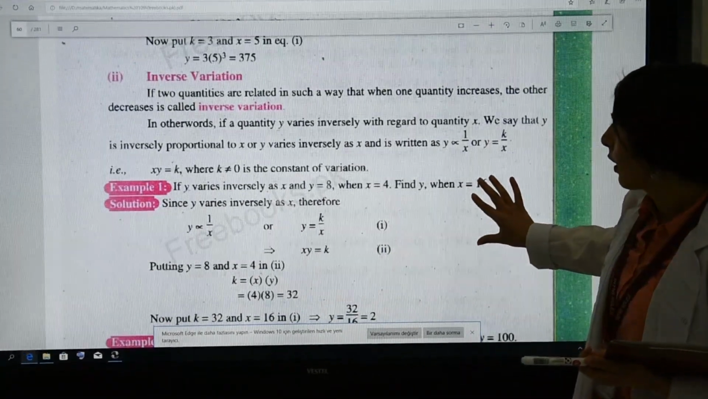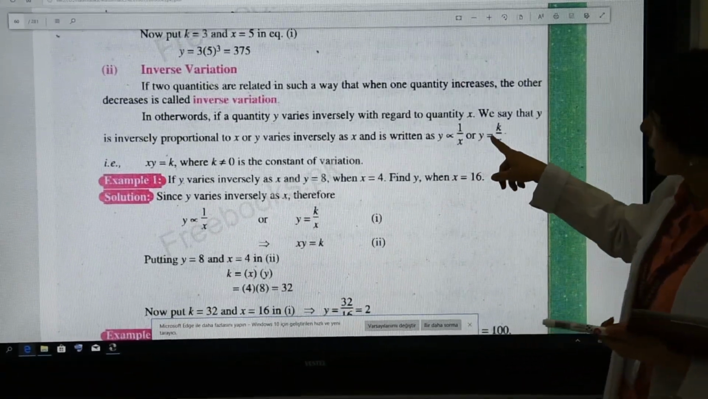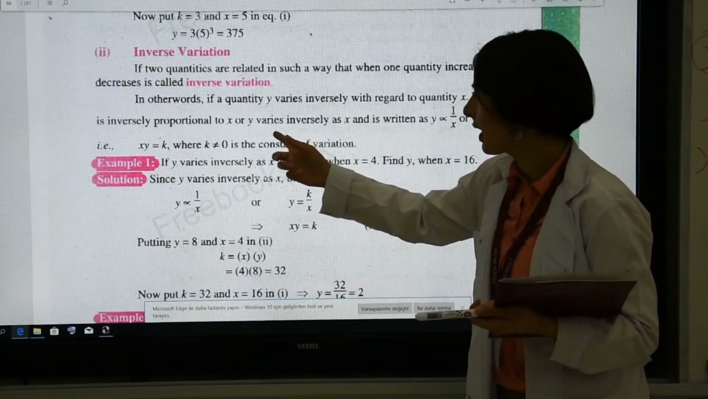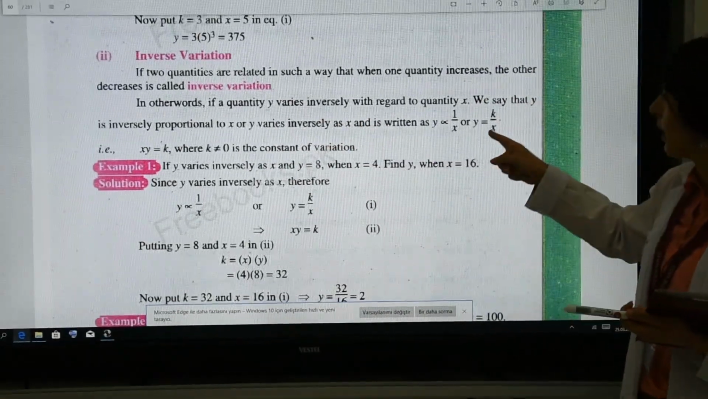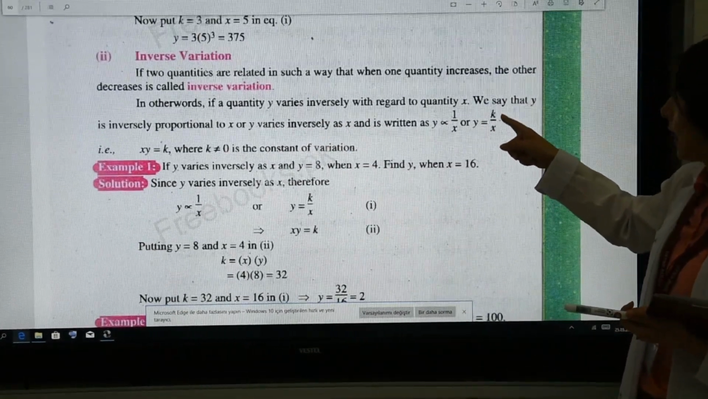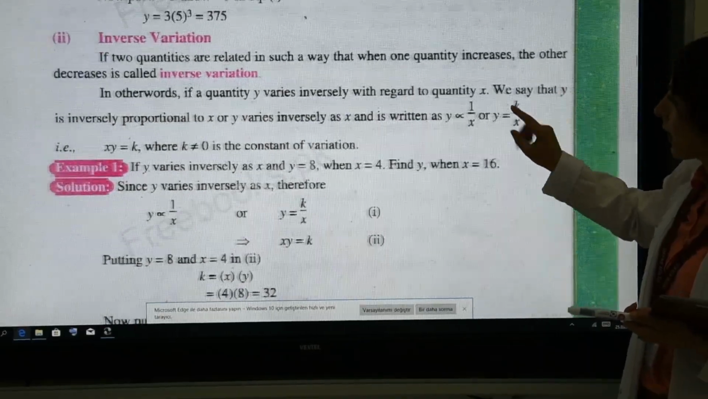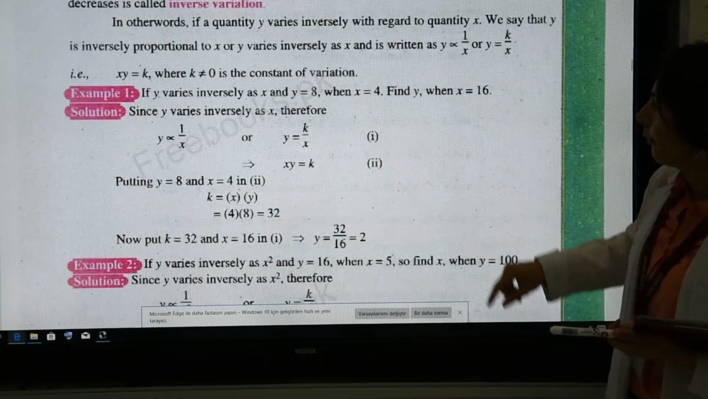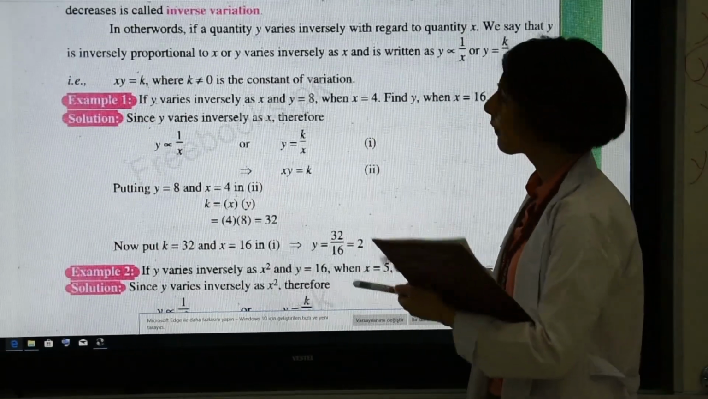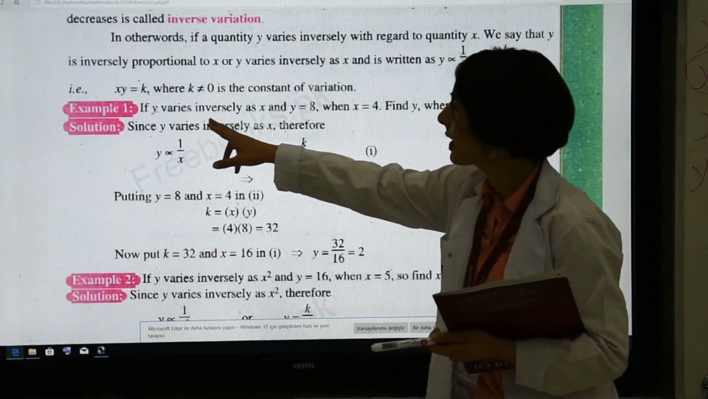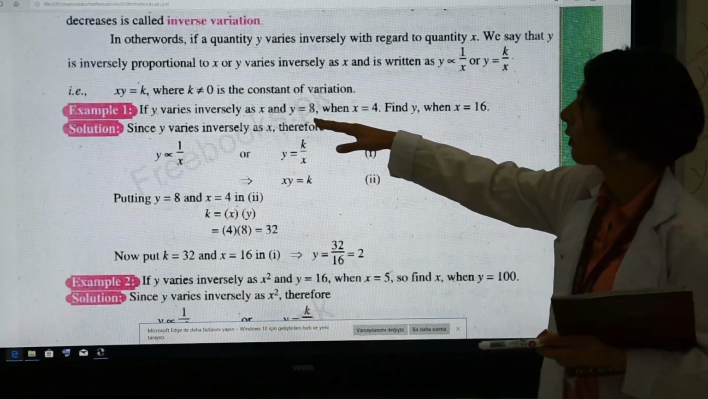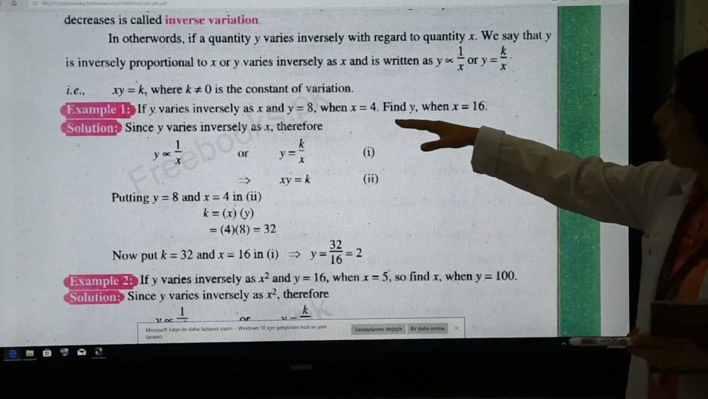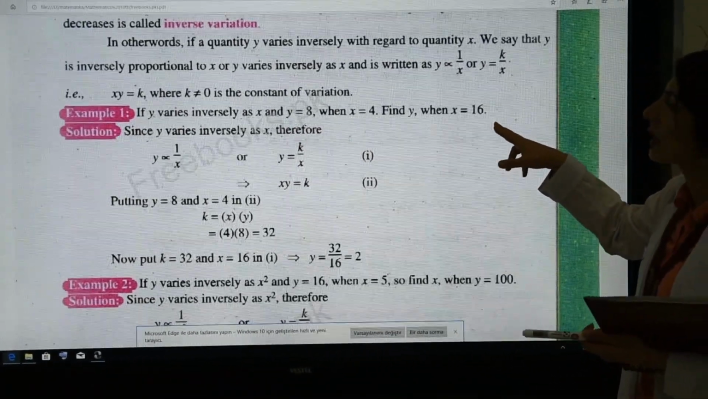And we can write it this way. For example, if y varies inversely as x, we can write y equals k over x. This is my equation. Okay? Let's see an example. If y varies inversely as x and y equals 8 when x equals 4, find y when x equals 16.